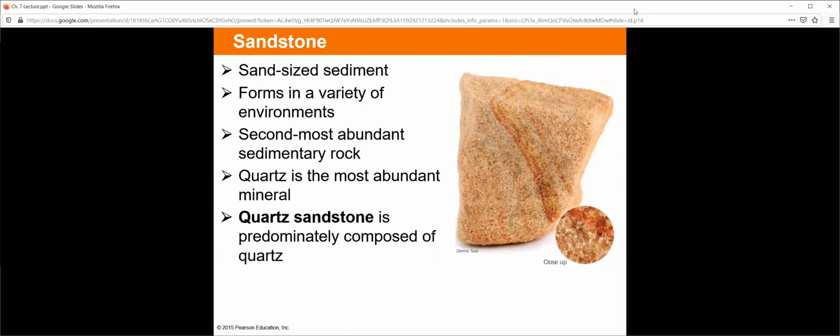Sandstone is exactly what you think it is. It's a rock that's made up of sand. Zoom in on a sandstone, you see little particles of sand. Those little particles are usually quartz. Quartz sandstone is very predominant.